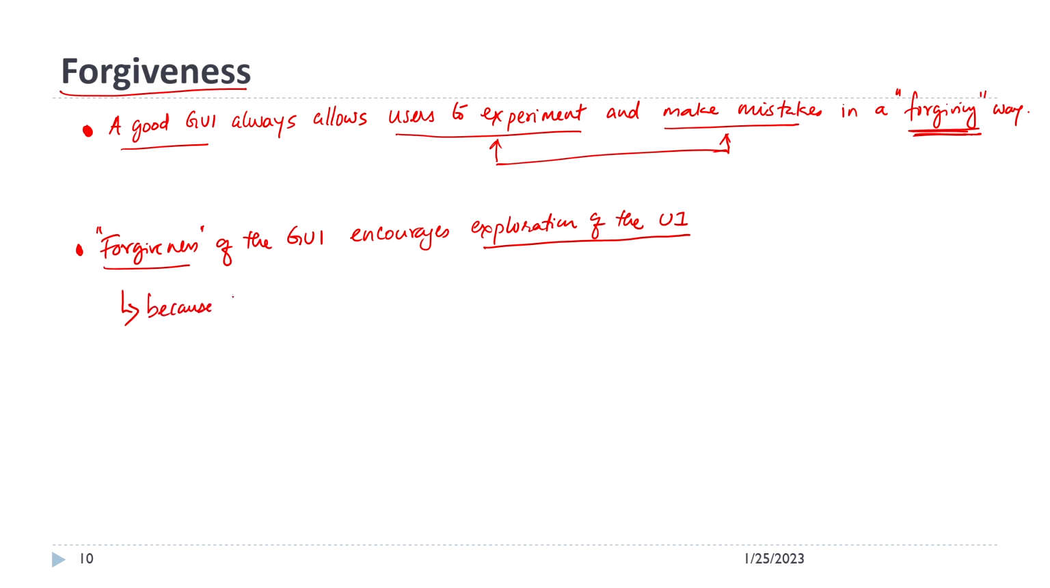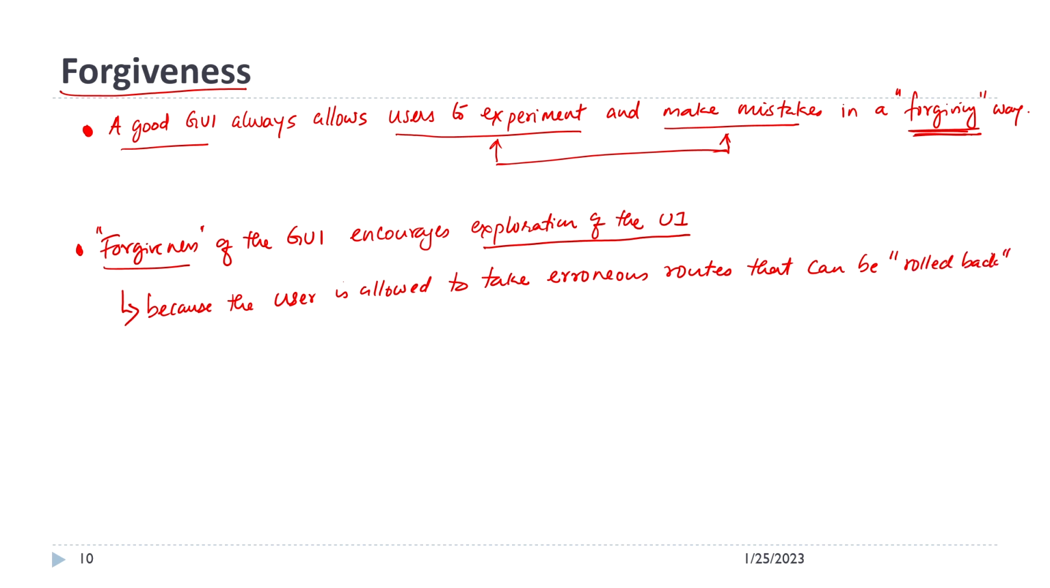Because the user is allowed to take erroneous routes. Okay. You are allowed, that can be rolled back. This is a critical word, rolled back. Okay. So, what you are saying is you are allowed to take erroneous routes, you can travel the wrong path. Okay. Because you are assured that yes, we can roll back.